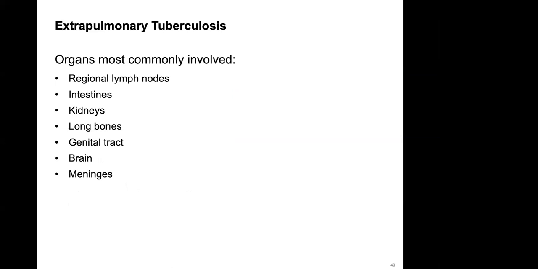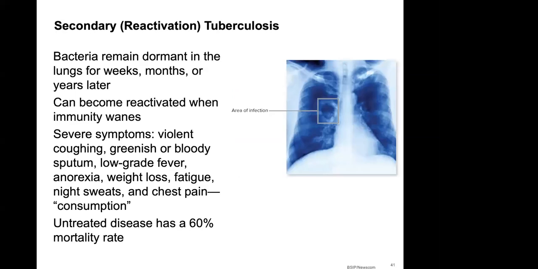Extrapulmonary tuberculosis, meaning outside the lungs: the organs typically involved include regional lymph nodes, intestines, kidneys, long bones, the genital tract, brain, and the meninges. Some people will end up with a reactivation of TB. The bacteria remain dormant in the lungs for weeks, months, or years, and can become reactivated when immunity wanes.